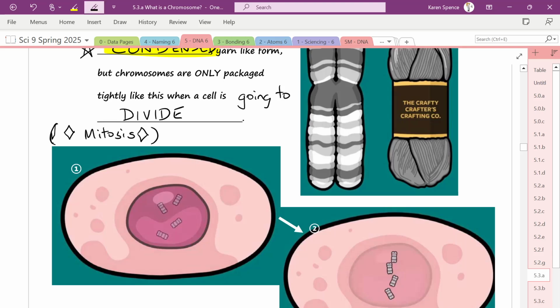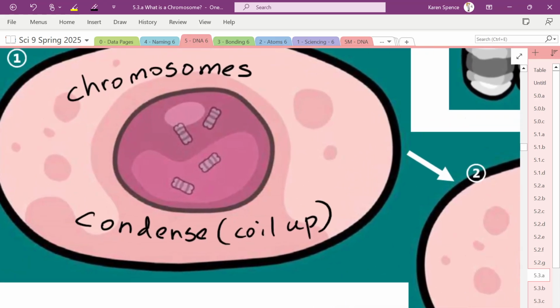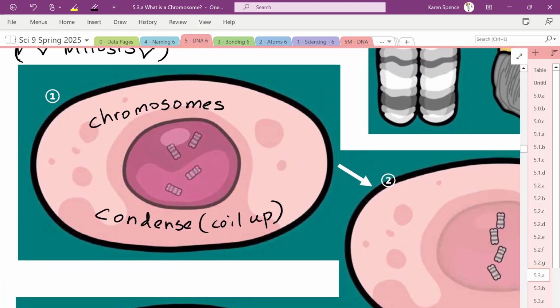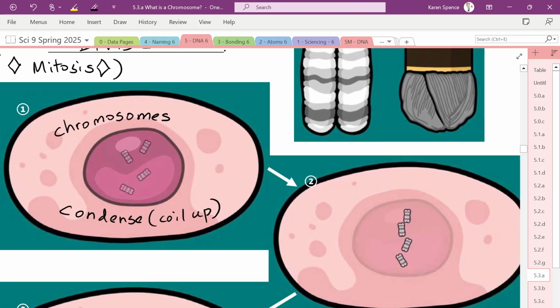So, first thing that happens is that the chromosomes condense. In other words, they coil up. They start out all long and thin and noodly, and they coil up. And so you can see there in the cell, they are looking like little X's almost, okay? The second thing they do is the chromosomes line up in the middle.